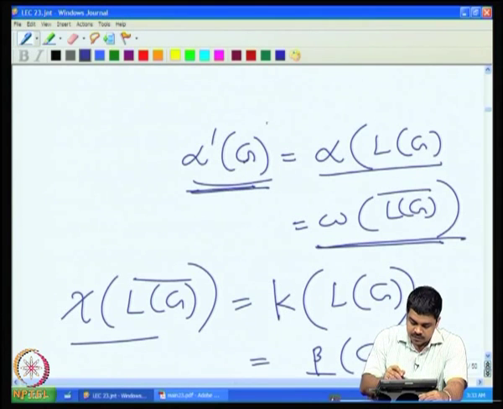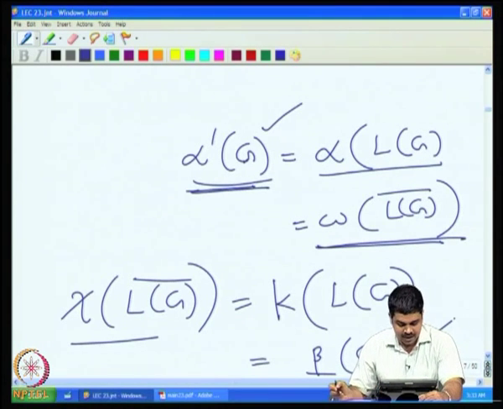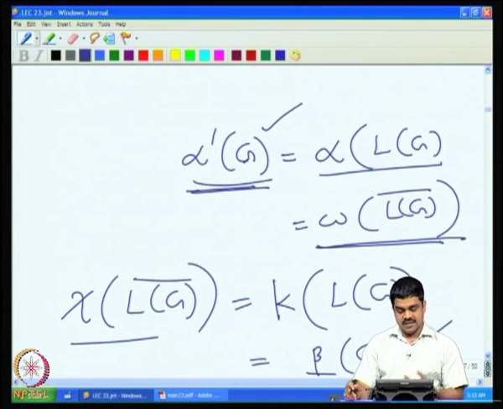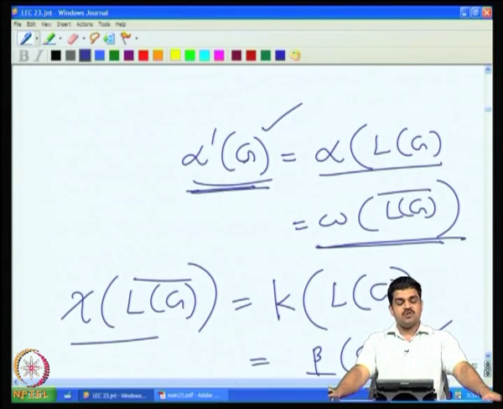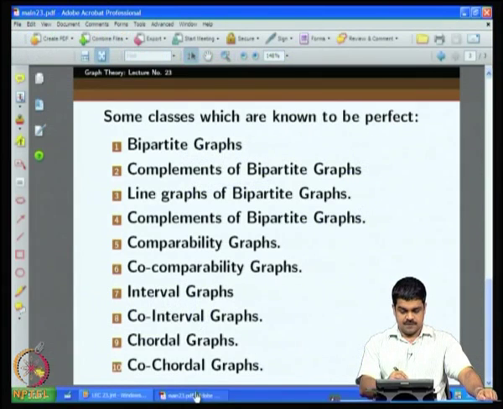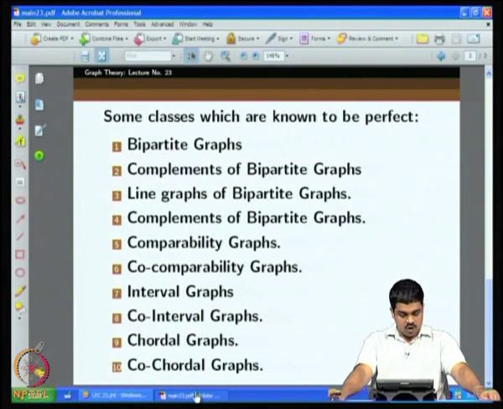We know that alpha dash of G and beta dash of G are equal, again by Koenig's theorem. So we see that if a graph is the complement of the line graph of a bipartite graph, it has to satisfy the equality that its chromatic number is equal to its clique number. Therefore, they are also perfect graphs. So we have seen bipartite graphs, their complements, line graphs of bipartite graphs, and their complements.